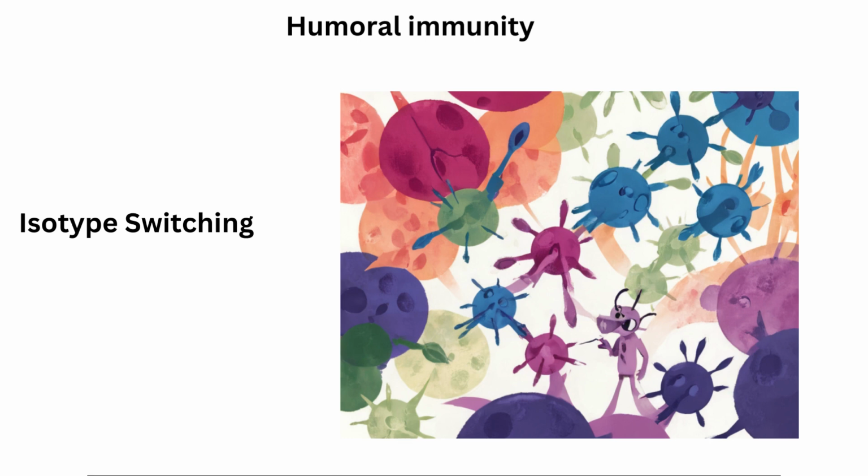Isotype switching. B cells can switch the class of antibodies they produce, e.g., from IgM to IgG or IgA, through a process called isotype switching. This helps tailor the immune response to the specific pathogen.